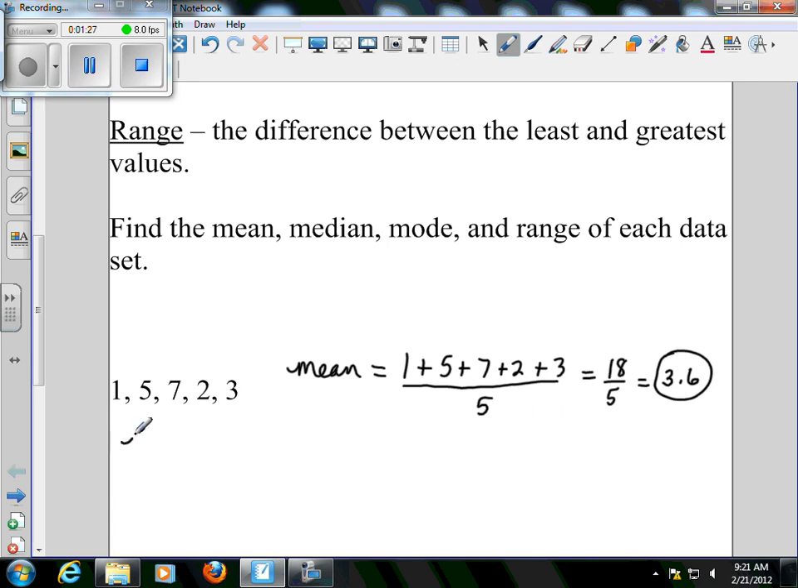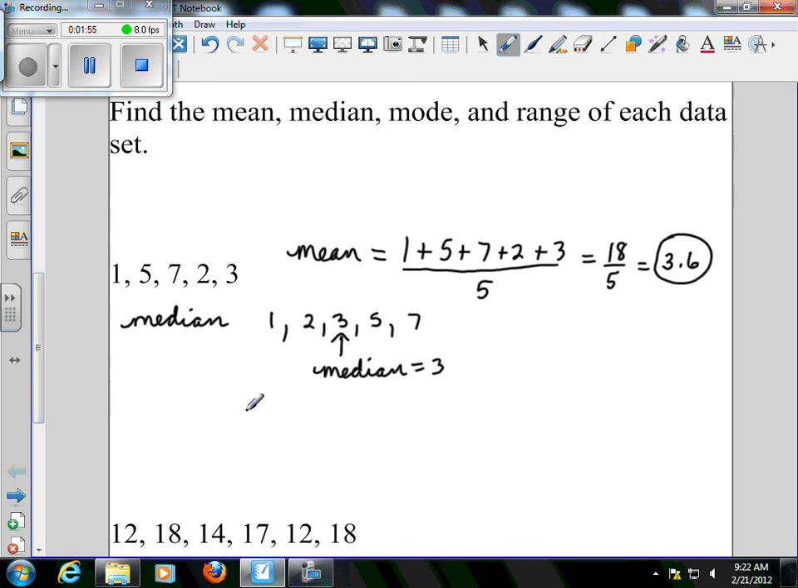Now for the median. For the median, we have to order the data from least to greatest. So we're going to write 1, 2, 3, 5, and 7. And the median is our middle value if we have an odd number of values, which we do. So our median is 3.